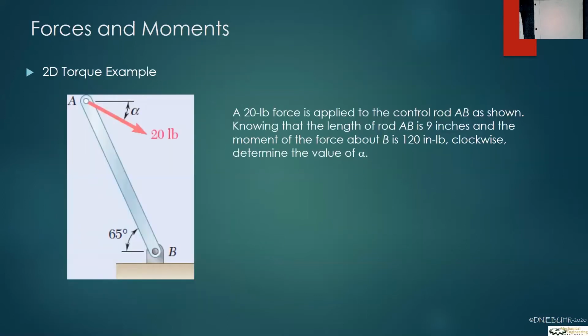So here's an example. This is just a simple 2D torque example. Here we have a 20-pound force applied to the control rod AB. We know that the length AB is 9 inches and the moment of the force about B is 120. What's the value of alpha? What angle is it such that we get that relationship? So pause the video at this point, try this problem out, and then we'll come back and solve it.